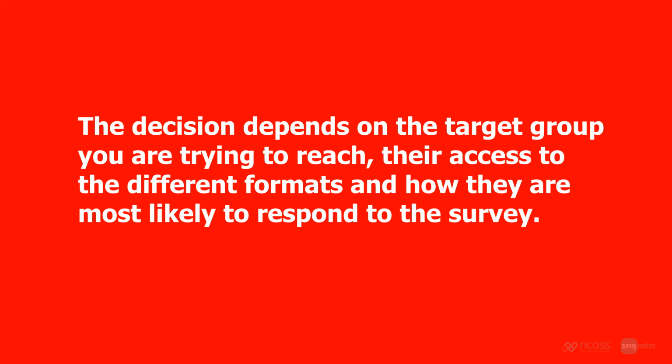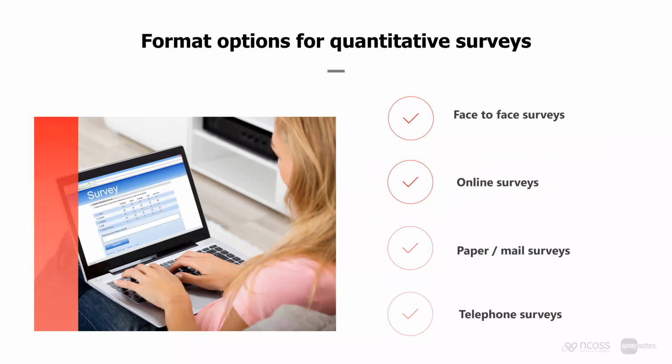So while overall budget comes into play, you really need to make sure that the people you're trying to reach can access the method that you choose. As I said, the format options for quantitative surveys are face-to-face, online surveys, paper or mail surveys, or telephone surveys. Those are the 4 main options to help you make an informed decision. I thought we'd go through each of those to give you a rundown on the advantages and disadvantages of each method.